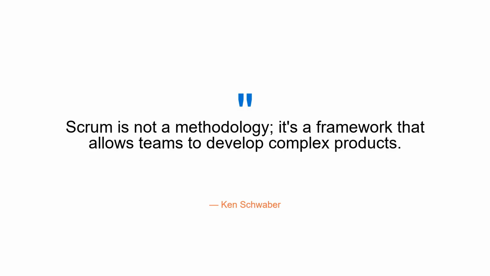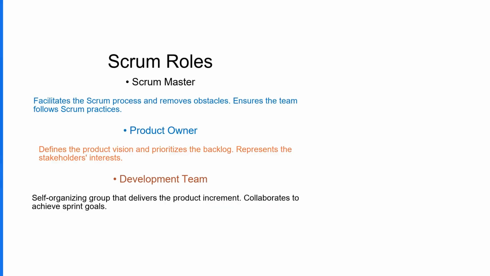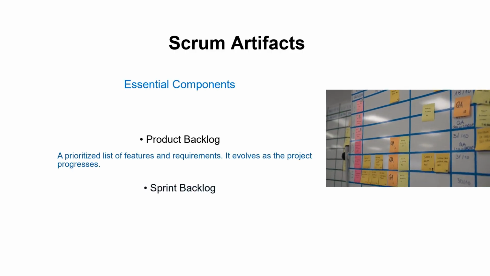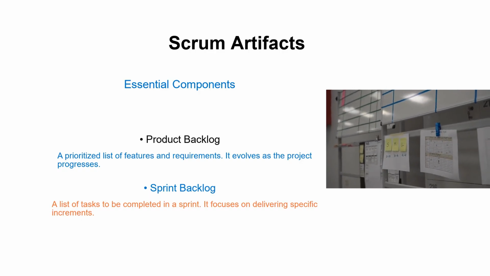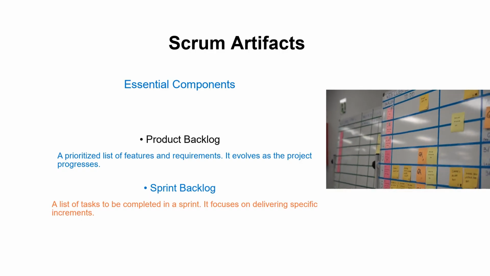This flexibility allows teams to adapt and thrive in dynamic environments. In Scrum, there are three key roles: the Scrum Master, the Product Owner, and the Development Team. Each role plays a crucial part in delivering successful outcomes. Scrum includes essential artifacts like the product backlog and sprint backlog. These artifacts help maintain clarity and focus throughout the project lifecycle.